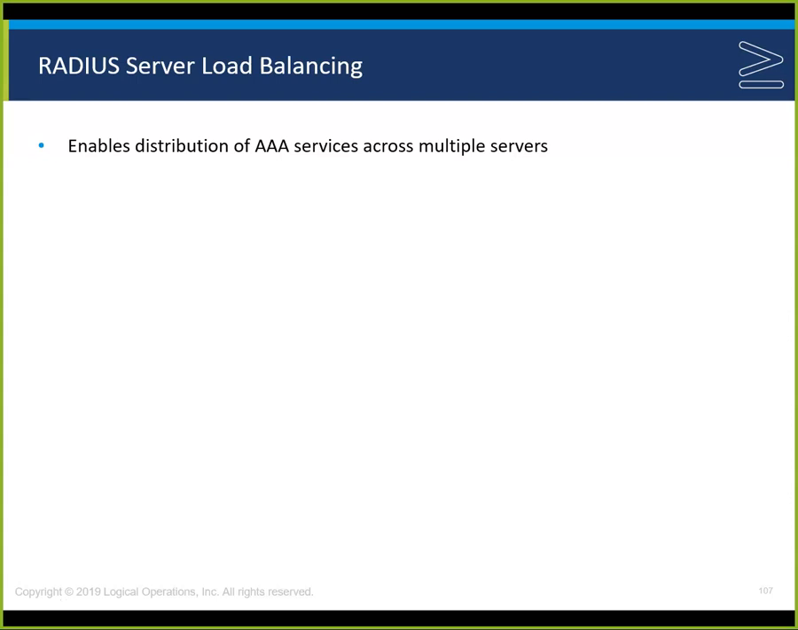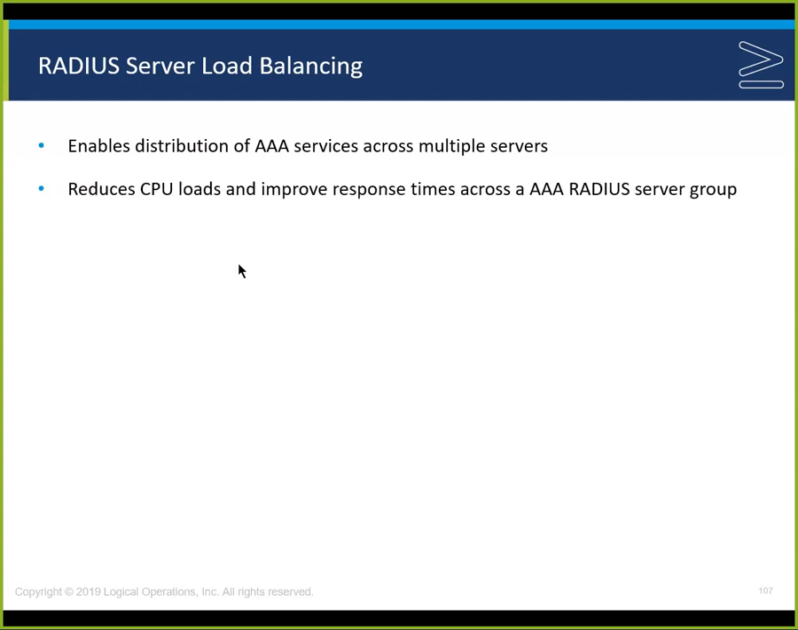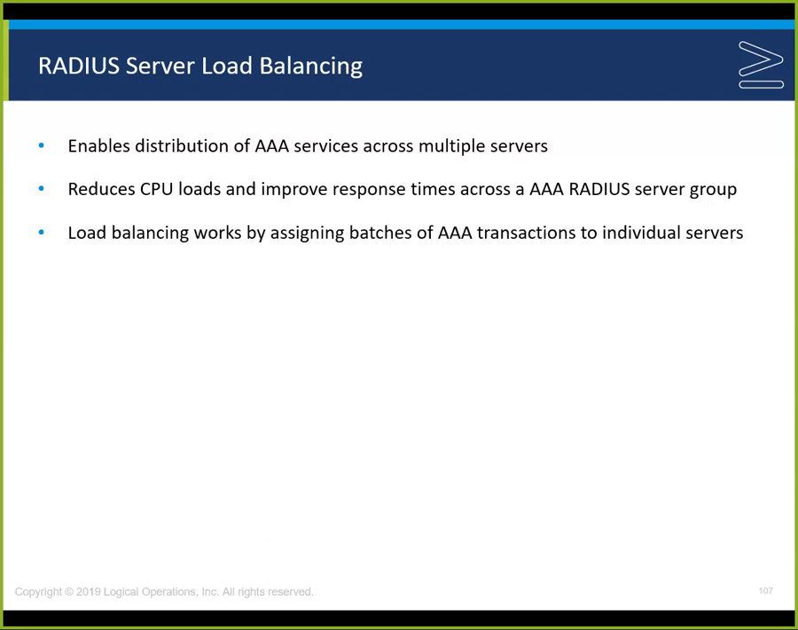So if you have a really big network with an awful lot of people authenticating to the radius server, then you may need to do load balancing. With multiple radius servers, whichever one's got the lowest CPU load, whichever one's sitting there waiting for some work, the system will give them work. It reduces the CPU load, improves response time in the group itself, and works by assigning batches of AAA transactions to the individual servers. Each server in the group uses queues to store the transactions assigned to it.